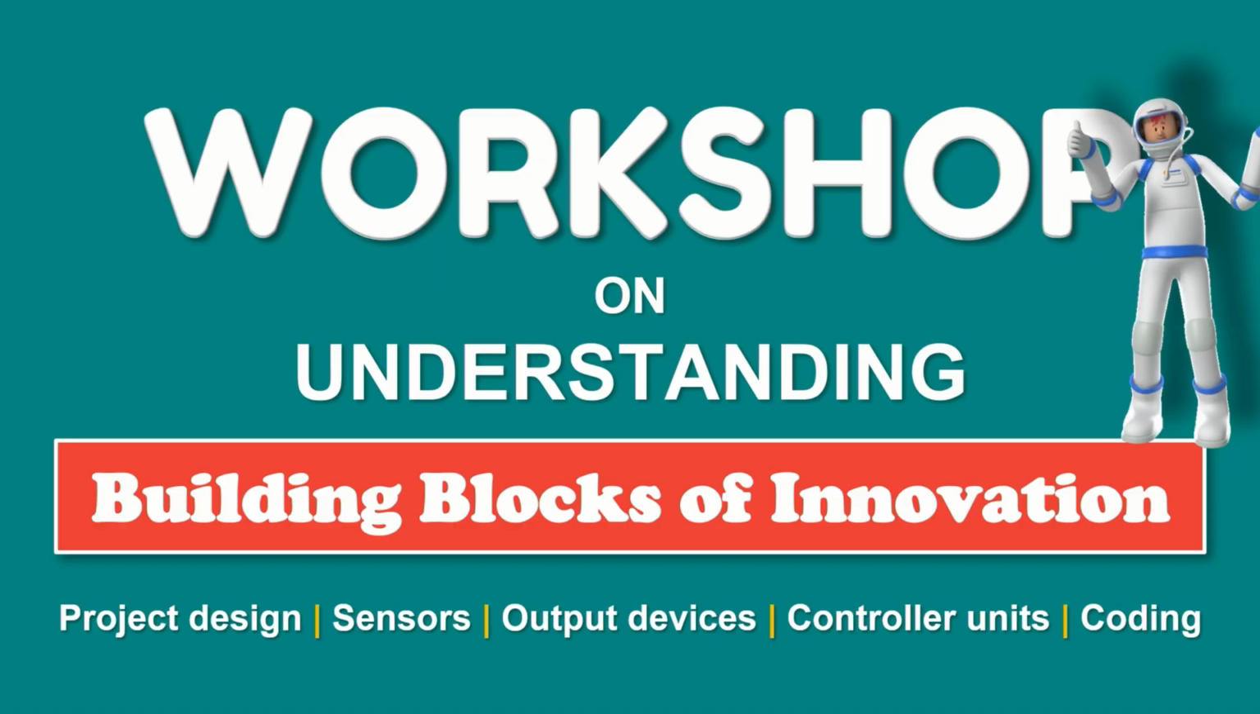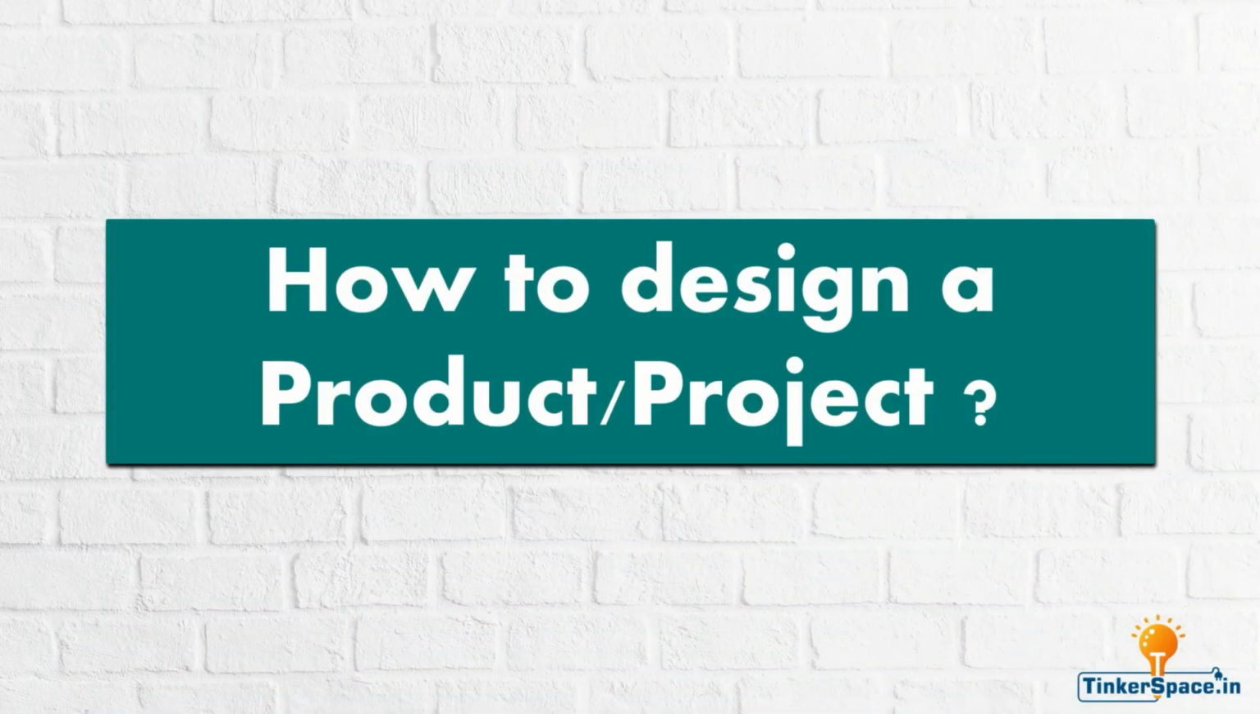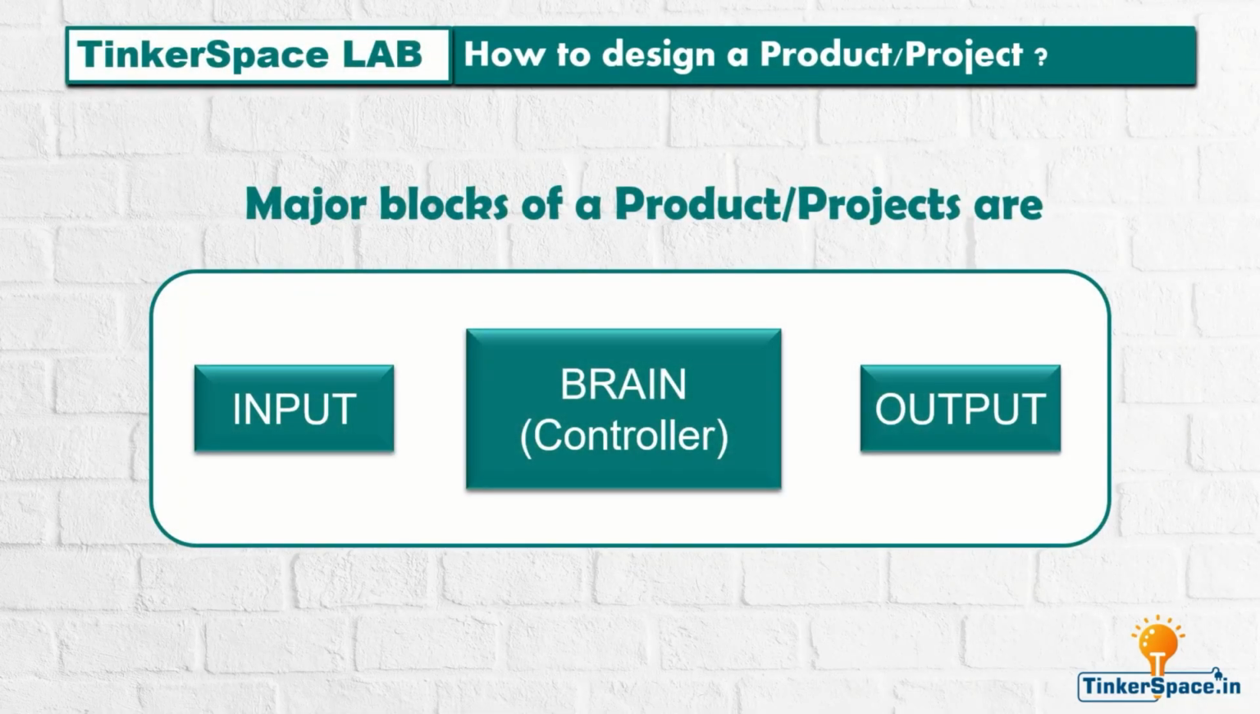If you have an idea to create a new project, you should know how to design a product or a project. For that, you should know the major blocks of a product, which are input, brain or the controller, and the output. Talking about the input, it is the component which sends the external parameters and sends the signal or the information to the brain board. The brain board or the controller board is the processor which processes the information received from the input and it will pass the signal to the output. The output reads the signal received from the brain and acts accordingly.